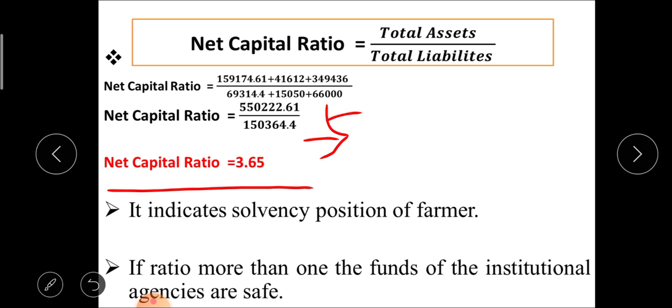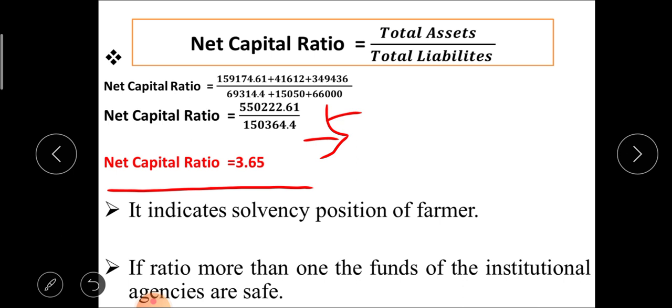This net capital ratio indicates the solvency position of the farmer. That means if this net capital ratio is more than 1, then it indicates the funds of financial institutions are safe. So this is the third ratio, that is net capital ratio. About these 3 ratios, current ratio, intermediate ratio and net capital ratio: if these 3 ratios are greater than 1, then it indicates sound running of the business.